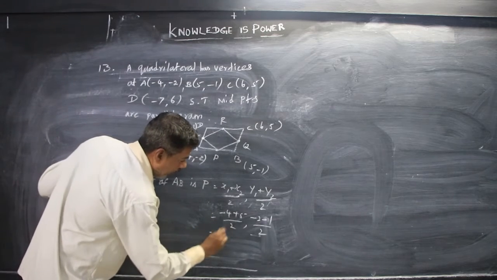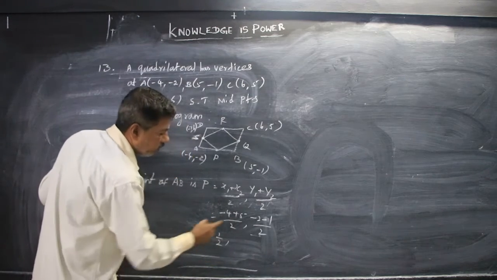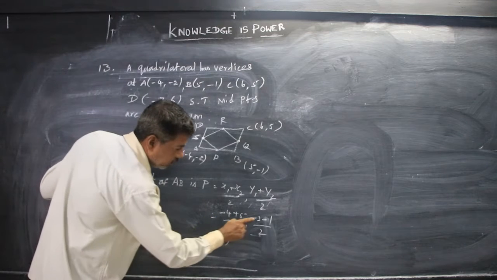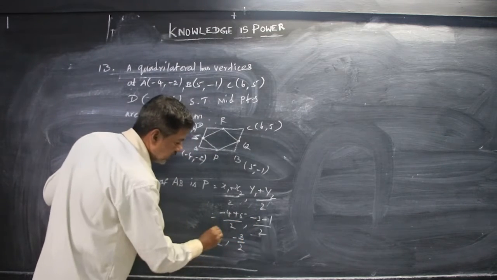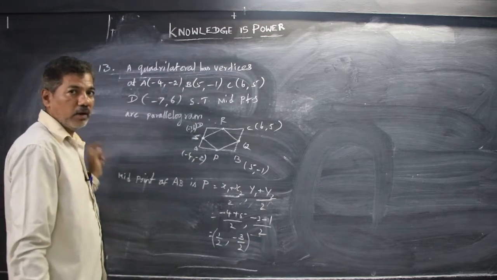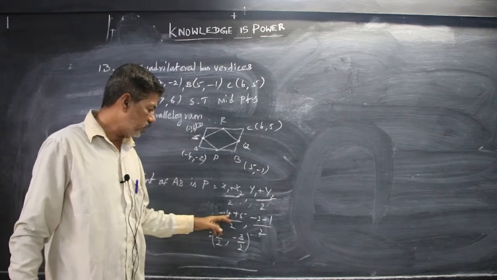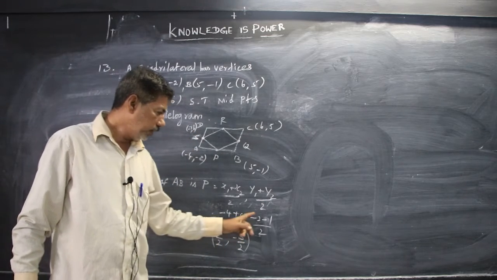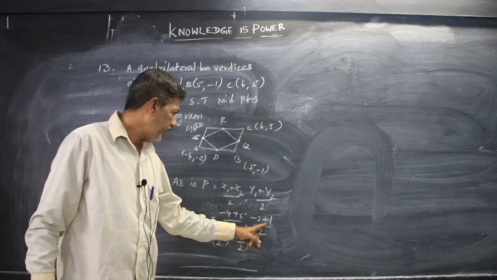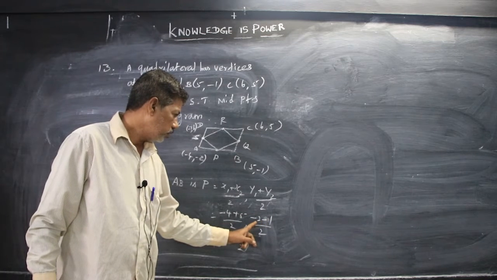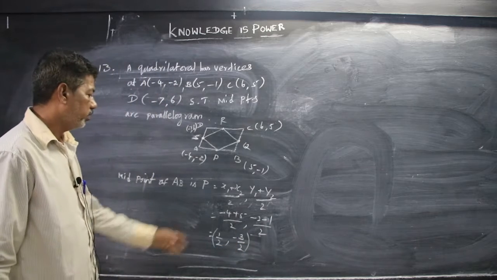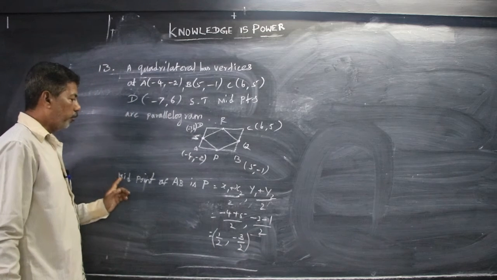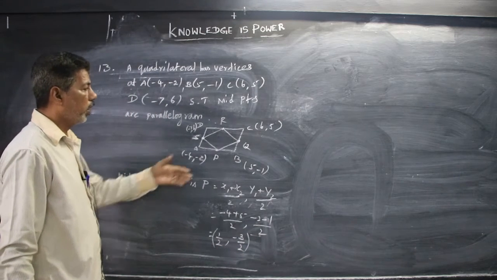What will we get now? See, 1 by 2. Why? Because 5 minus 4 is 1. Here, minus 3 by 2. It's clear now? So 5 minus 4 is 1, 1 by 2. Here there is minus 1. And what? Y1 plus y2, minus 2 minus 1 will be minus 3 by 2. Now midpoint of what?